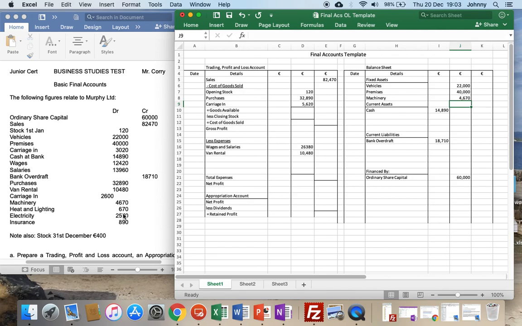Heating and lighting, so that's an expense. So that's a regular bill that we would pay, 670. And electricity, so that's an expense as well. So regular bill 2570. And then we have insurance finally of 890. That's again another expense.